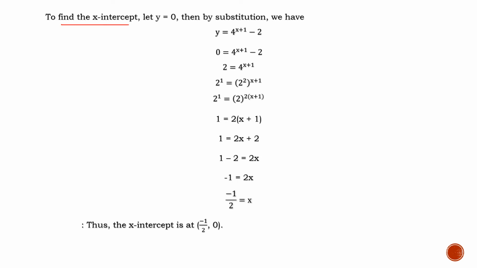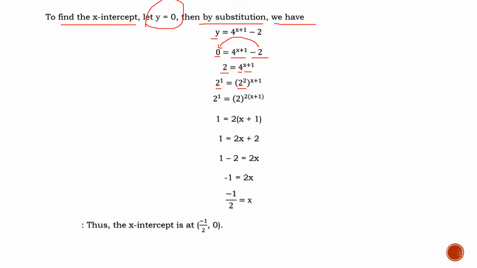So to find the x-intercept, let y equal 0. Then by substitution, we have 0 equals 4 raised to x plus 1, minus 2. Next, transfer the negative 2 to the other side, so it becomes positive 2 equals 4 raised to x plus 1. Now we're going to express 4 in terms of 2. What exponent of 2 gives you 4? That is 2 raised to 2. So we can express 4 in terms of 2.